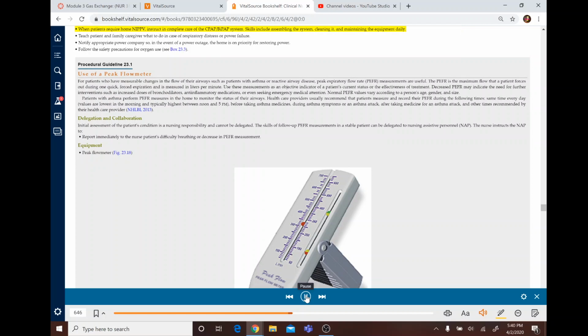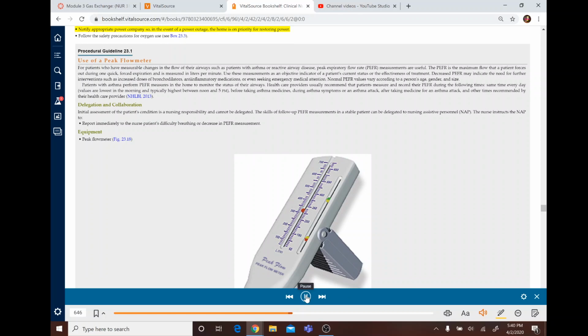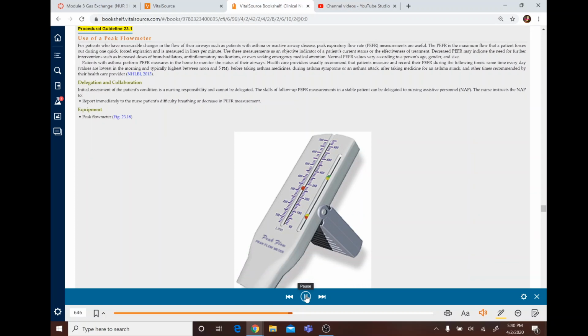When patients require home NIV, instruct in complete care of the CPAP/BiPAP system. Skills include assembling the system, cleaning it, and maintaining the equipment daily. Teach patient and family caregiver what to do in case of respiratory distress or power failure. Notify the appropriate power company so, in the event of a power outage, the home is on priority for restoring power. Follow the safety precautions for oxygen use, see Box 23.3.